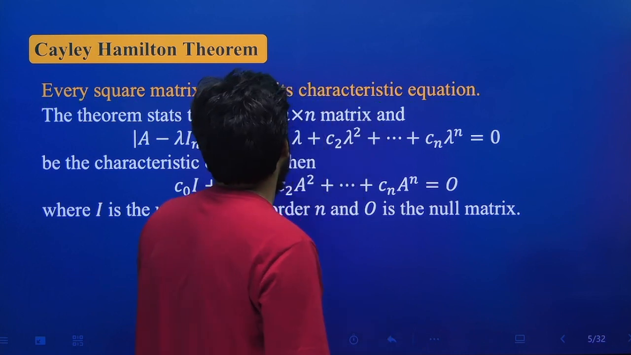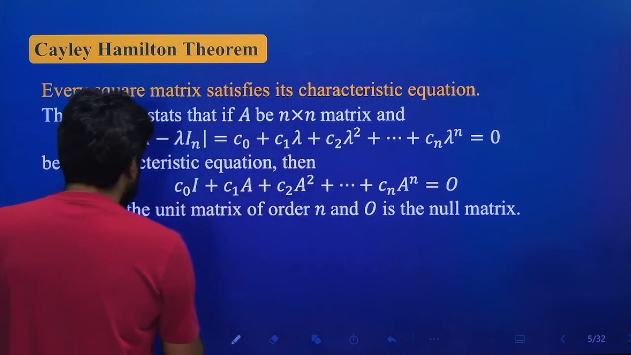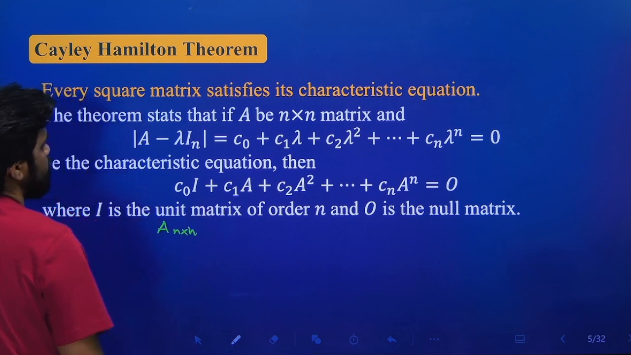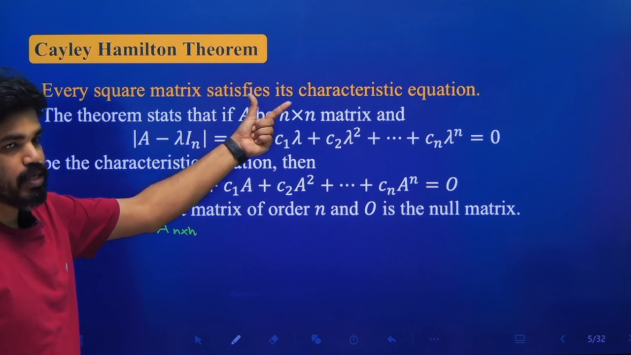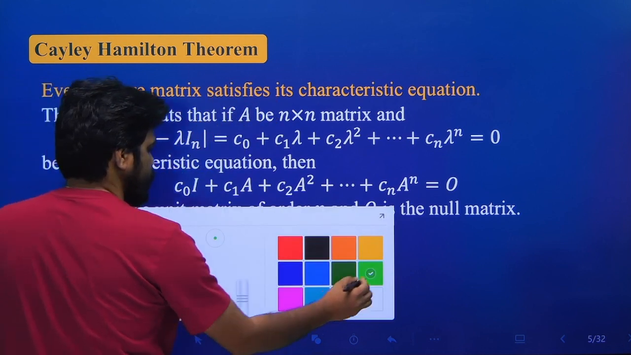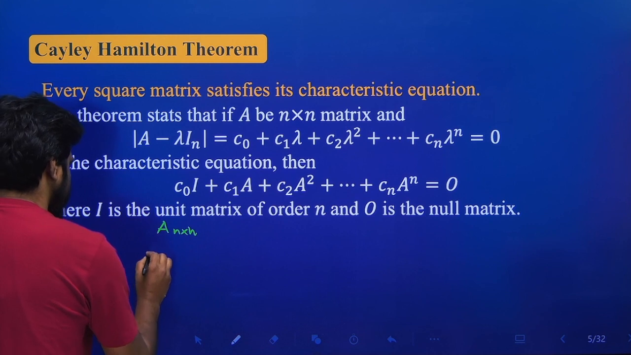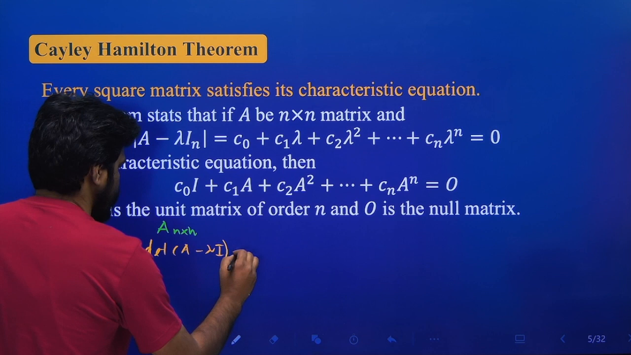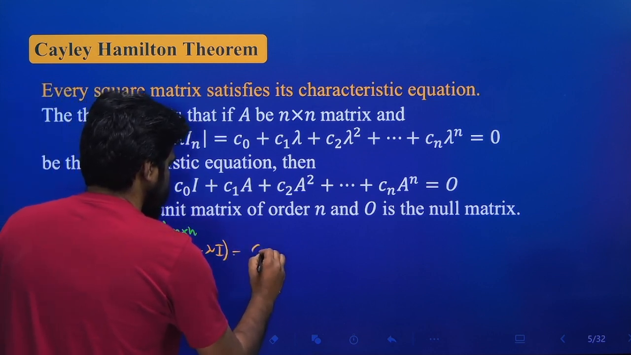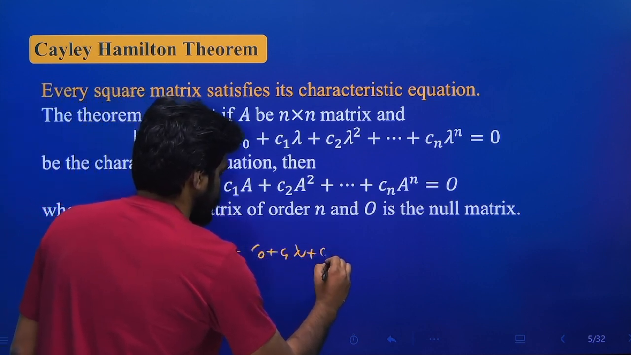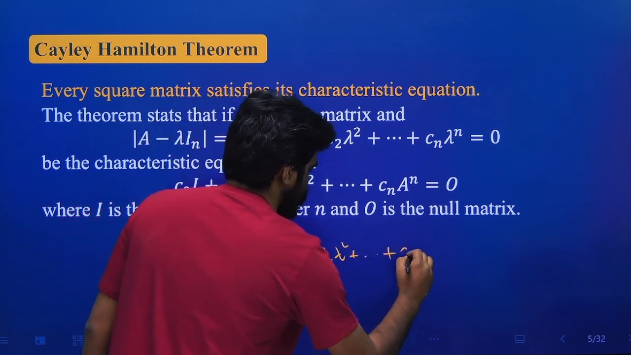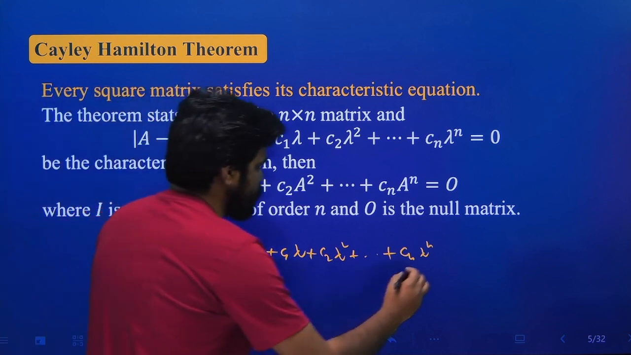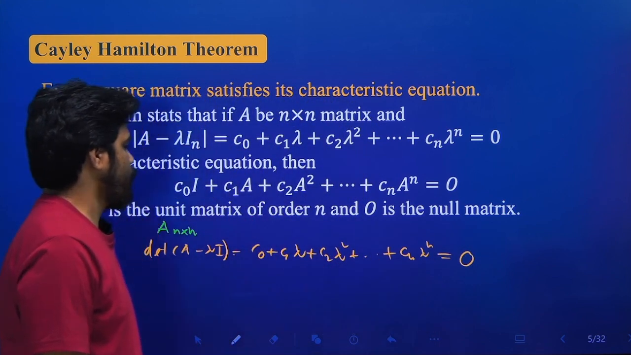What does it mean? Suppose A be an n cross n matrix. Every square matrix satisfies its own characteristic equation. Suppose you consider a characteristic equation of A, that is determinant of A minus lambda I. Suppose this is C0 plus C1 lambda plus C2 lambda square plus dot dot Cn lambda to the power n. Suppose this is the characteristic polynomial. Characteristic polynomial equal to 0 করো, that is characteristic equation.